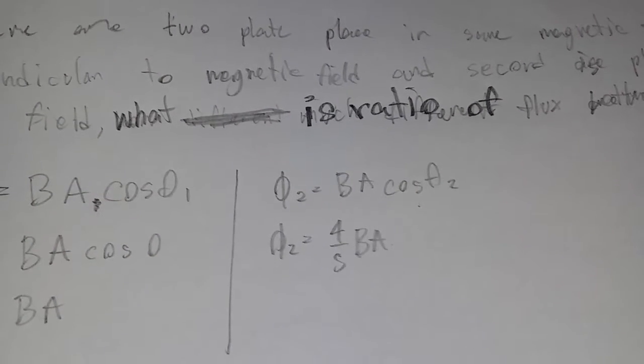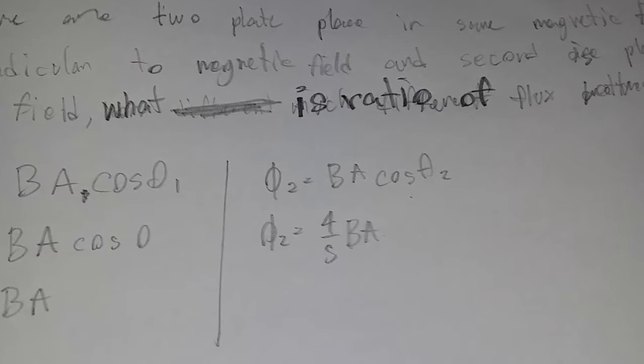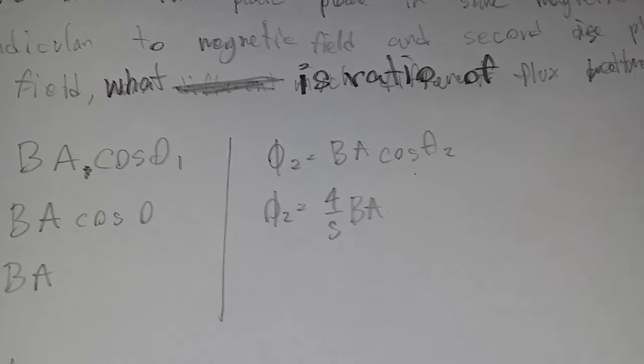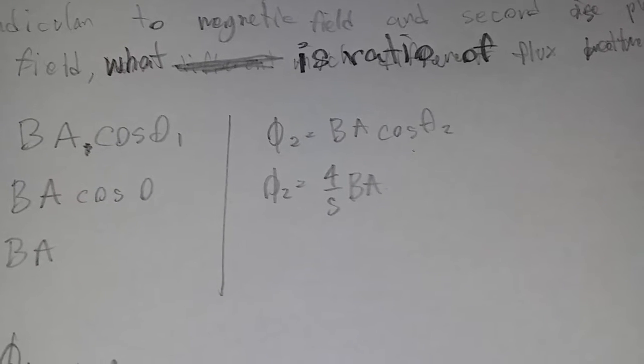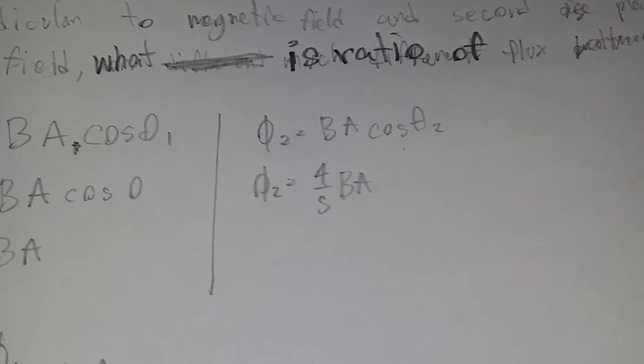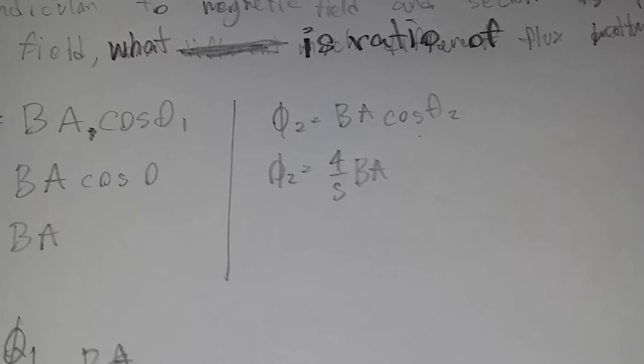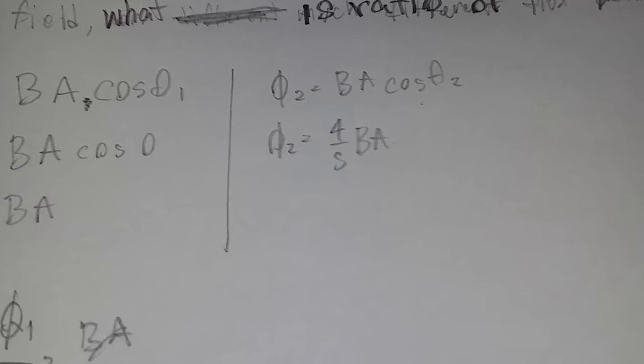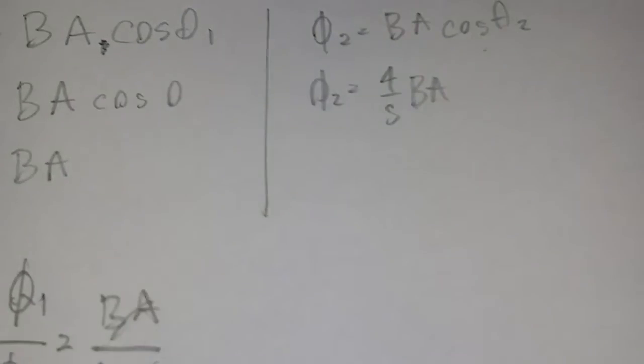Okay, now we will look at an example. If there are two plates placed in the same magnetic field, the first is perpendicular to the magnetic field and the second is placed at 37 degrees to the magnetic field. What is the ratio of magnetic flux between the first one and the second one?